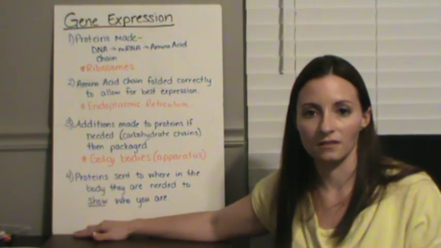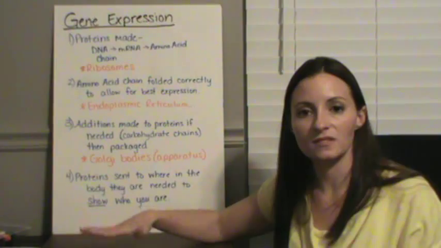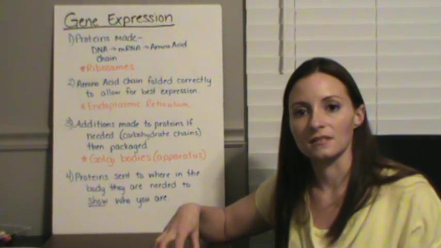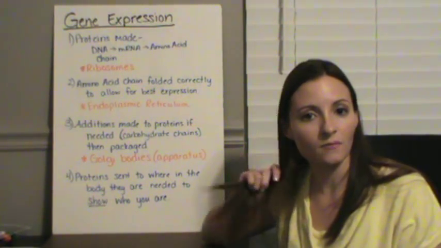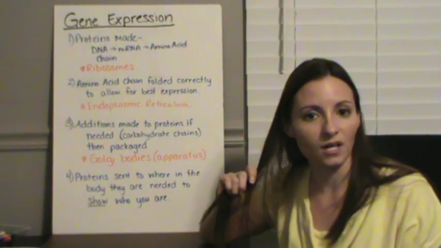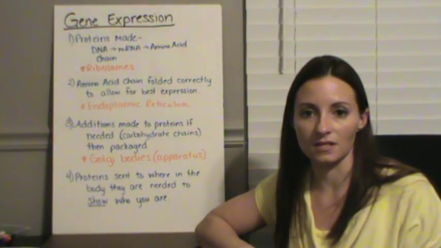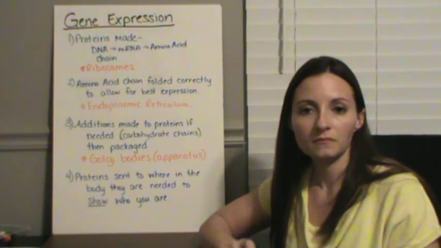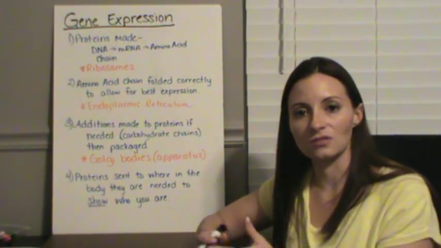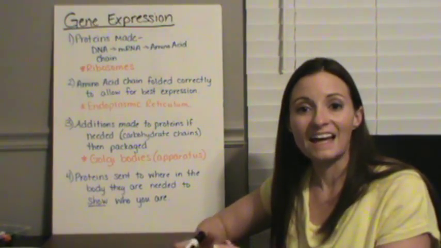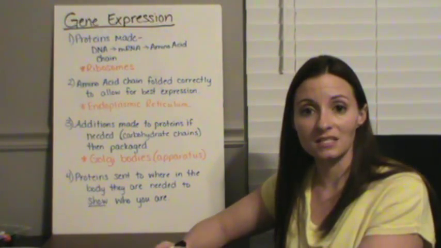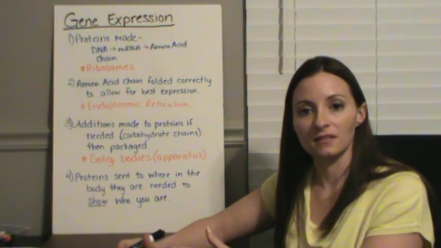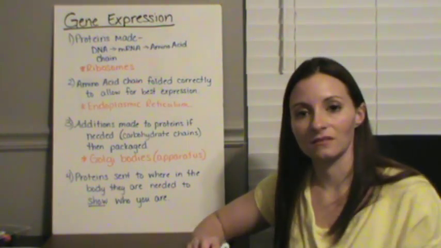This shows you who you are. For instance, you have specific proteins that produce pigments, or that are pigments, that help color your hair the specific color that it is, or help color your eyes the specific color they are. Different proteins do different things within your body, help your body function the way that it needs to, and so then you can be who you are.